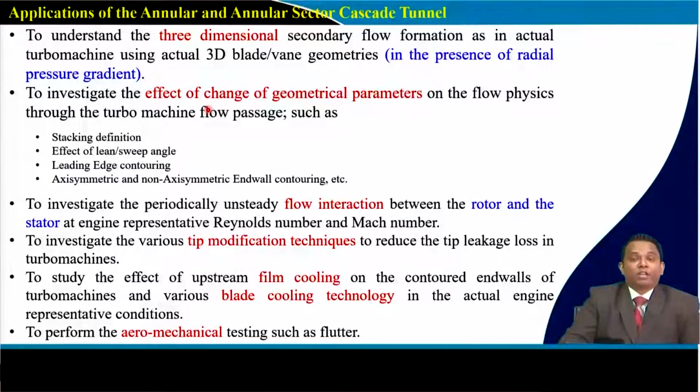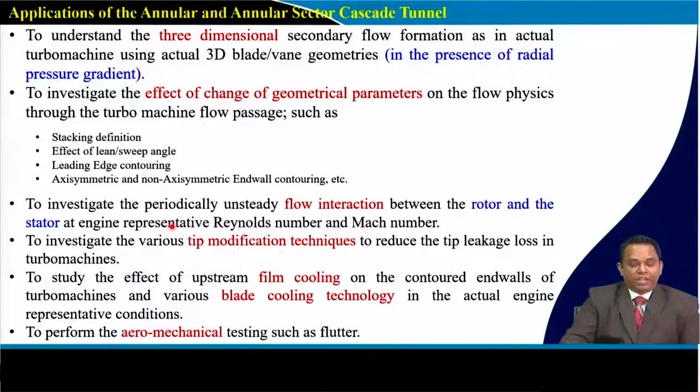As I was saying, these days people are making compressor blades and turbine blades of funny looking, highly three-dimensional shape. In order to do that kind of testing, this is a tunnel we can use. We can study the stacking definition, the effect of lean and sweep. We will discuss all these things. Leading edge contouring, axisymmetric or non-axisymmetric end wall contouring. So where we want to study flow three-dimensionality experimentally, that is when we use an annular tunnel or sector annular cascade tunnel.